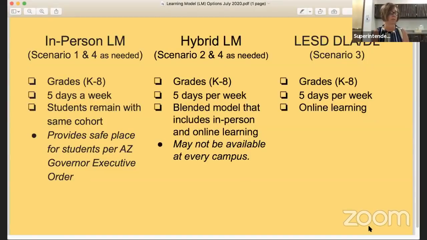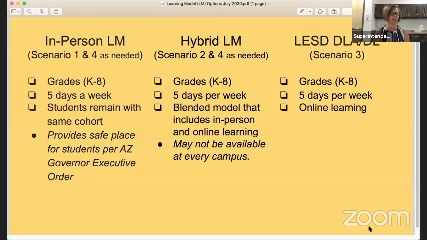And then we'll have to keep monitoring to see what it looks like in the future and when we're able to return safely, and even what guidance we receive from the governor. So I wanted to put that out there too. As you can see, I did small brief updates from our last presentation. So we have our in-person learning model.